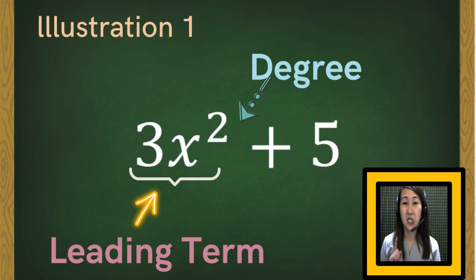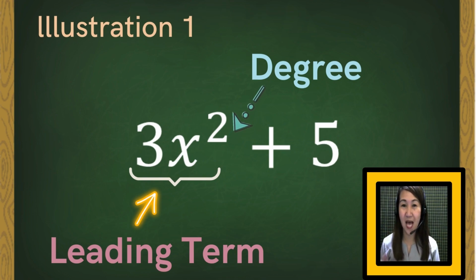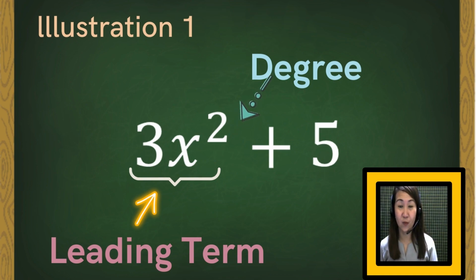Clue: the degree of the polynomial is the highest exponent. So in this given, the highest exponent is 2. And the leading term here is 3x squared because it is the term with the highest degree.